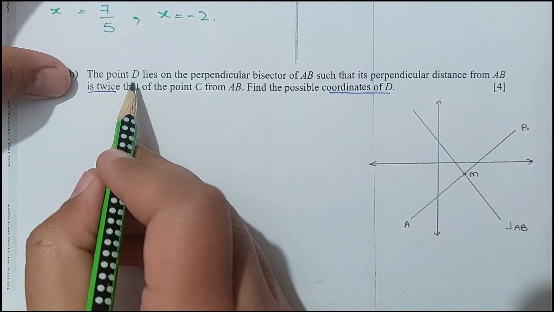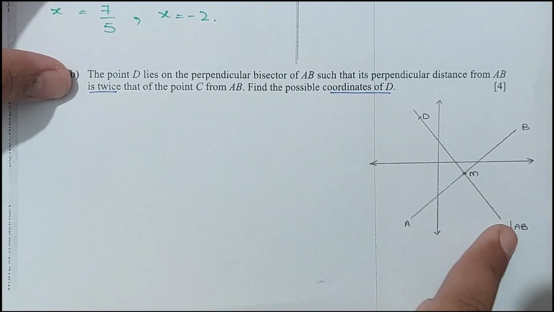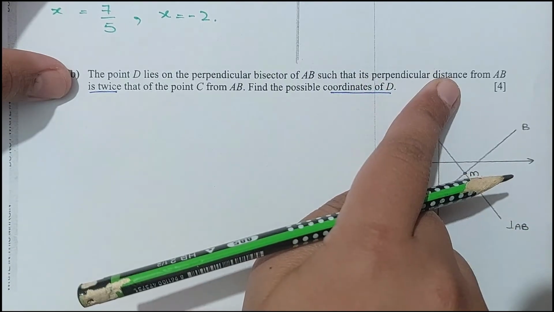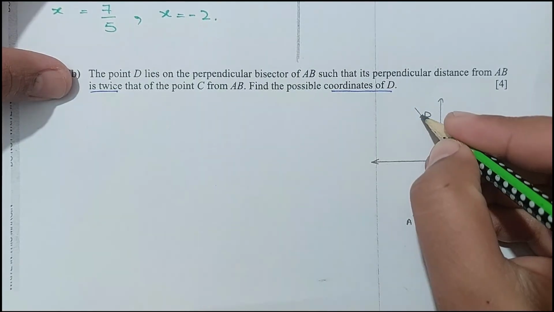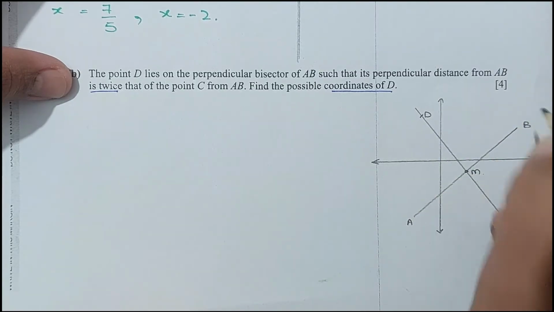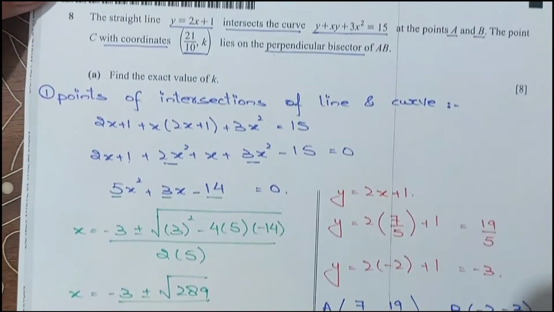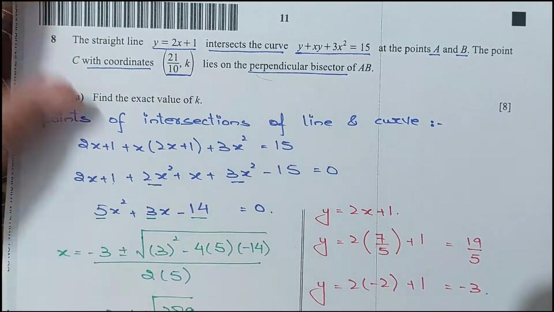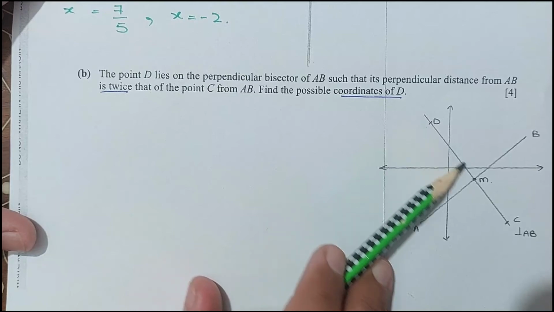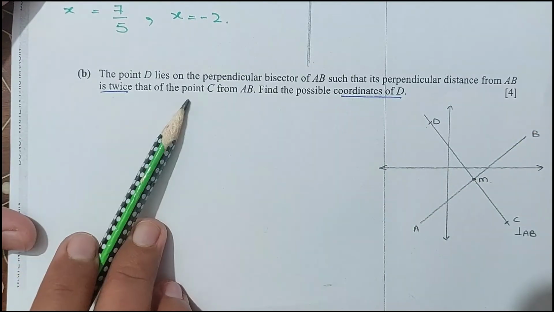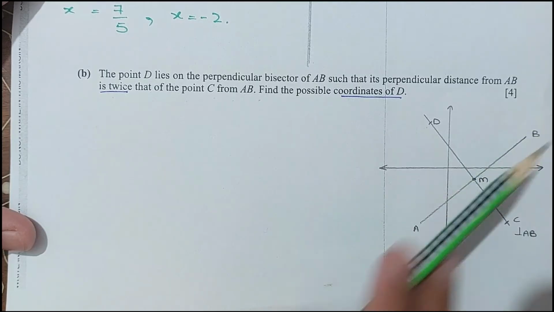Now the point D lies on the perpendicular bisector of AB such that its perpendicular distance from AB is 2 times the perpendicular distance of C from AB. From part A we also know that C lies on the perpendicular bisector.